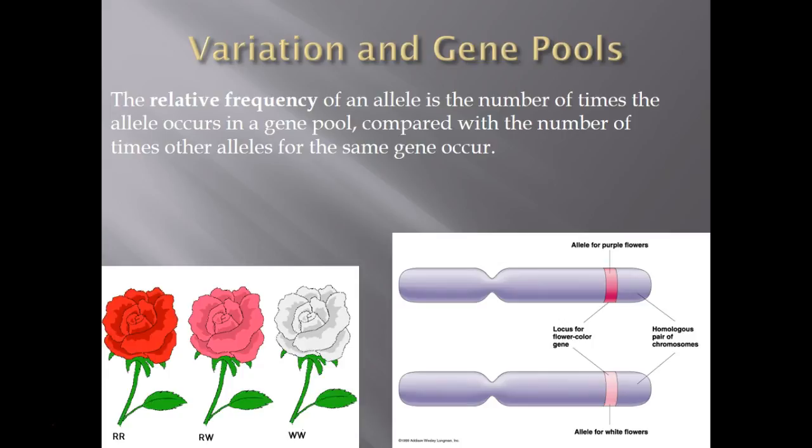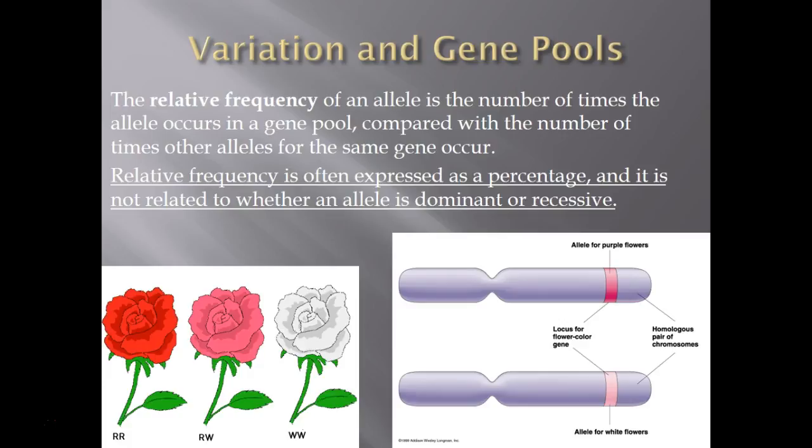We can measure the relative frequency of an allele, and that would be the number of times that it shows up in a gene pool compared to all the other alleles. So for example, in these flowers, we can measure the frequency of the big R allele, which codes for red, in the total population of flowers. And it might turn out to be something like 60%, let's say. So, as it says here, relative frequency is often expressed as a percentage, but is not related to whether an allele is dominant or recessive.